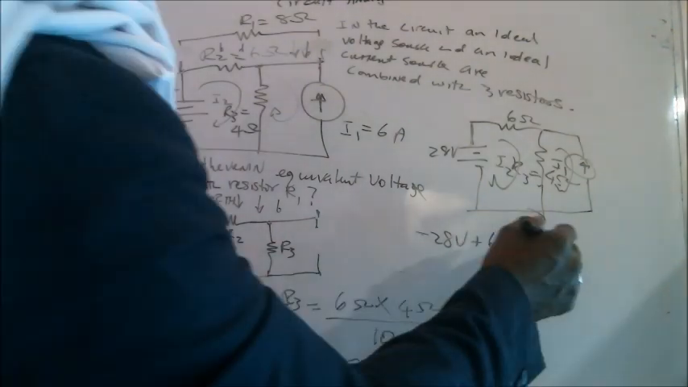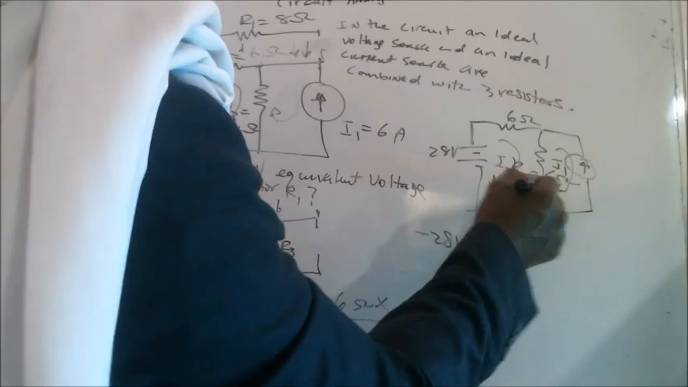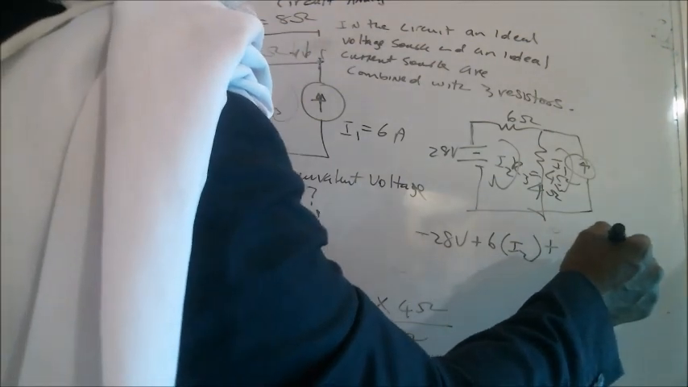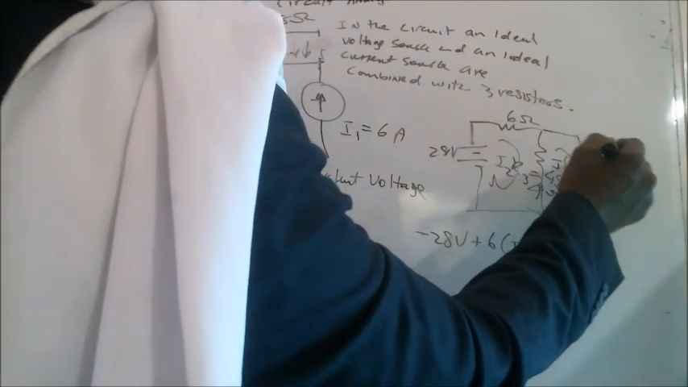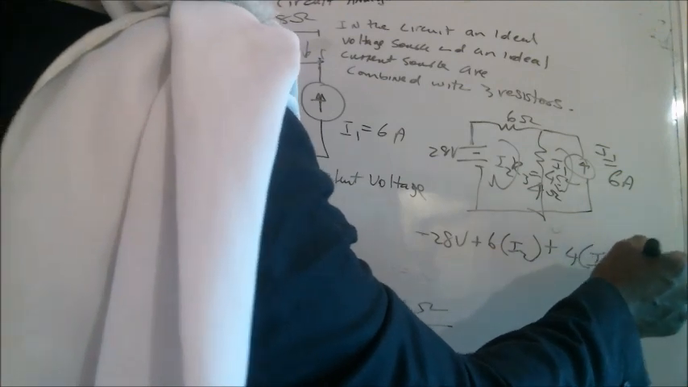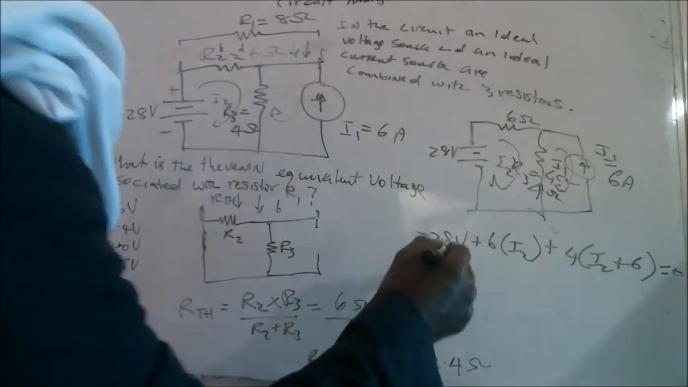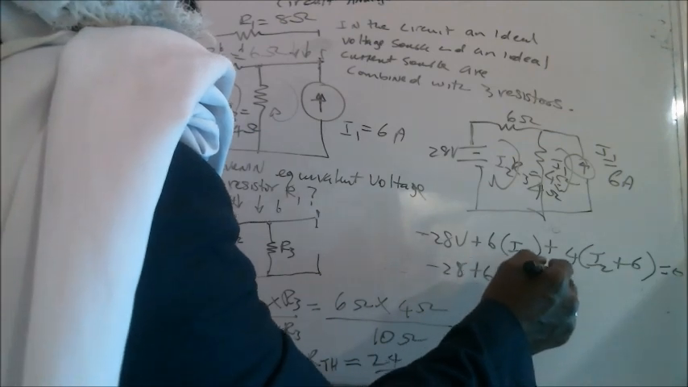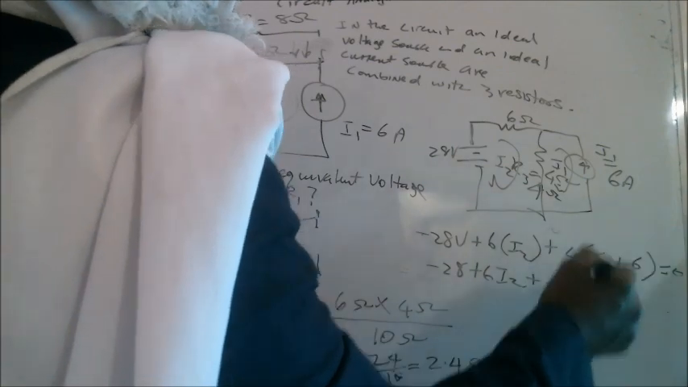So that means this resistor is 4 ohms, so 4 ohms times I2 minus, what's the current here? 6 amps, which is I1. So minus becomes plus 6 amps times 4 ohms, and that's going to be equal to 0. So minus 28 plus 6I2 plus 4I2 plus 24, 6 times 4 is 24, equals 0.